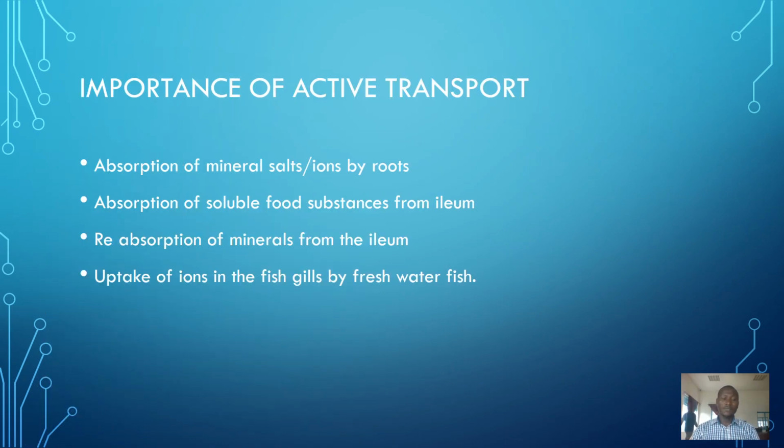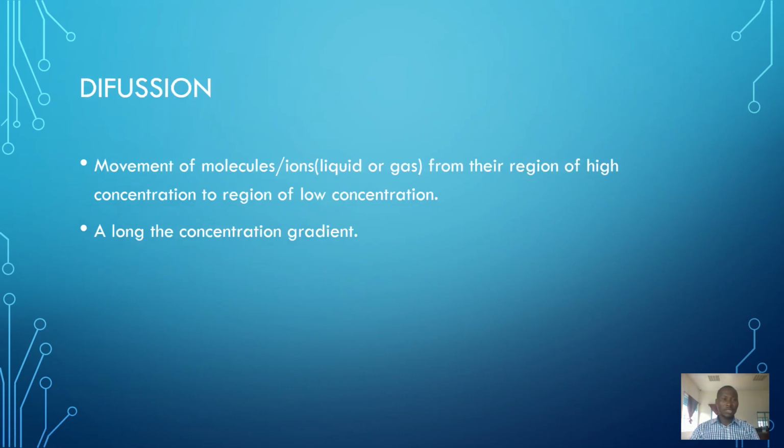Active transport is important in absorption of mineral salts by the plant roots, absorption of soluble food substances from the ileum, reabsorption of minerals from the kidney tubules, and uptake of ions in the fish gills. It's also by active transport.